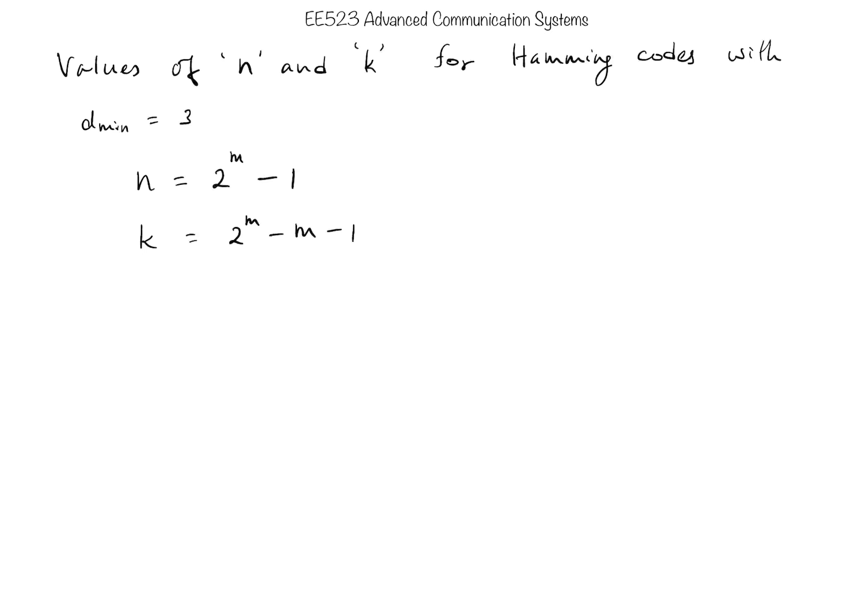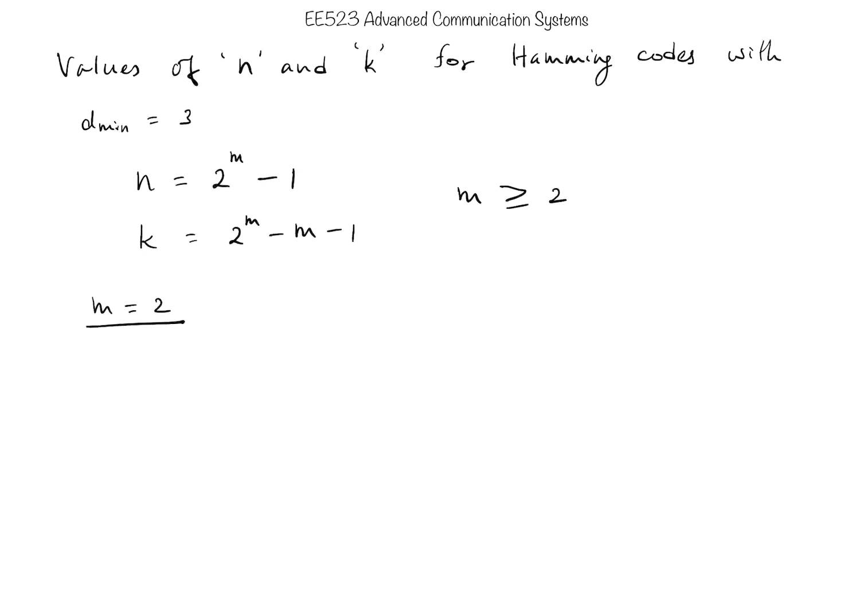And what is this m? Where m is an integer which is greater than or equal to 2. So we can have 2, 3, 4 for m, 2 and any other integer value above 2. Let us see what numbers we get for n and k for different values of m. So let's start with the smallest possible value of m, which is 2.